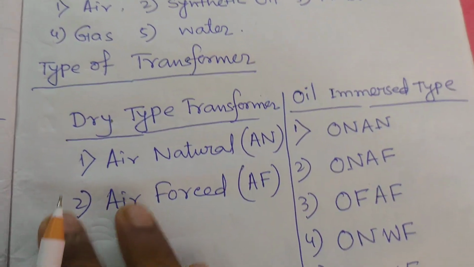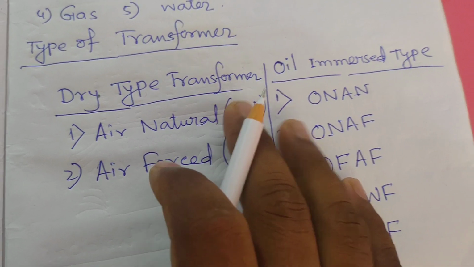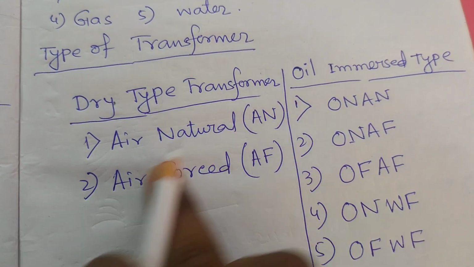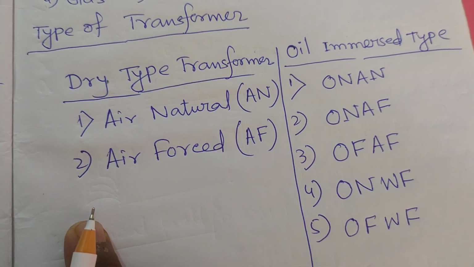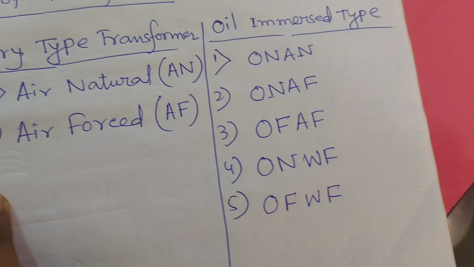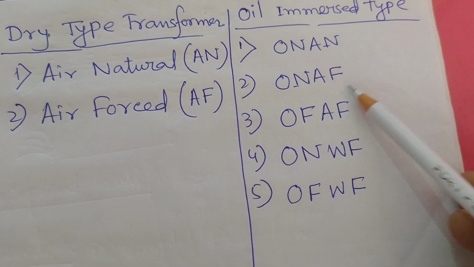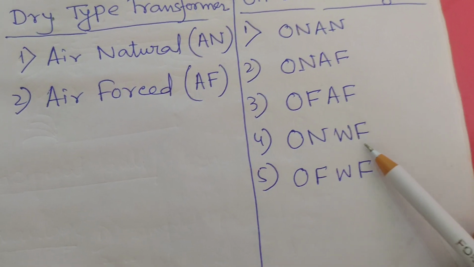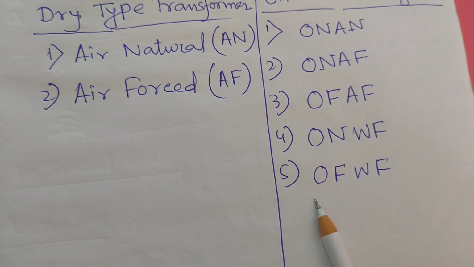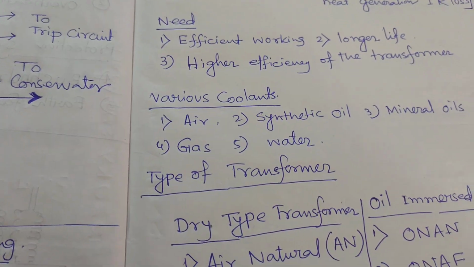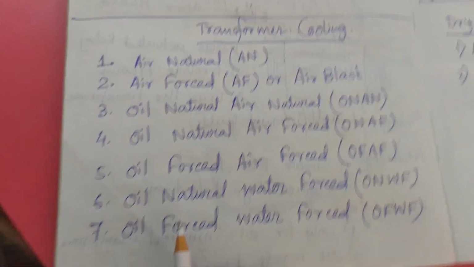As for types of transformers, there are dry type transformers and oil immersed transformers. In the dry type transformers, air natural and air force types of cooling are used. In the oil immersed transformers, oil natural, oil natural air force, oil force air force, oil natural water force, and oil force water force types of cooling are used. Cooling is the most important parameter or procedure of transformers.